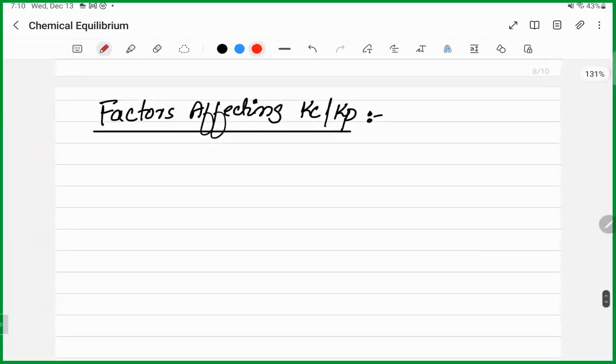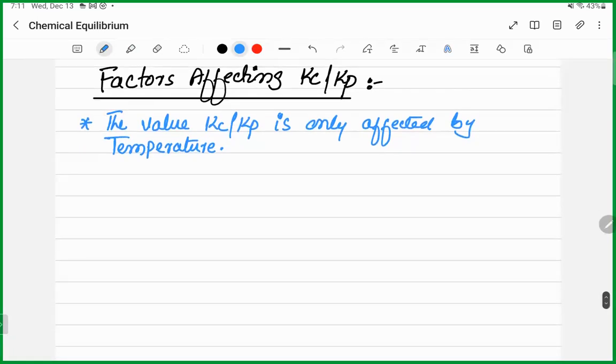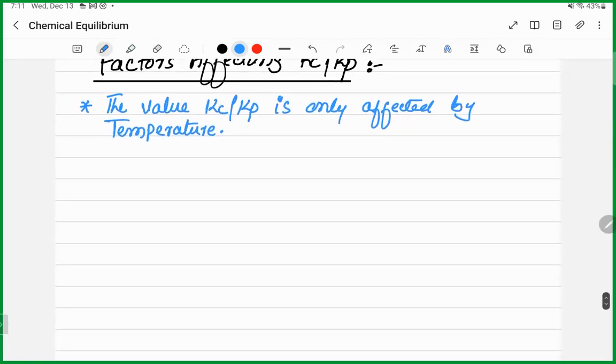Okay. So the last thing about this is basically the factors that affect Kc and Kp. For this one, just remember a one-liner statement: the value of Kc and Kp is only affected by temperature. Okay, the Kc and Kp value is only affected by temperature, and there's no effect of pressure, no effect of concentration, no effect of catalyst on the value of Kc or Kp.